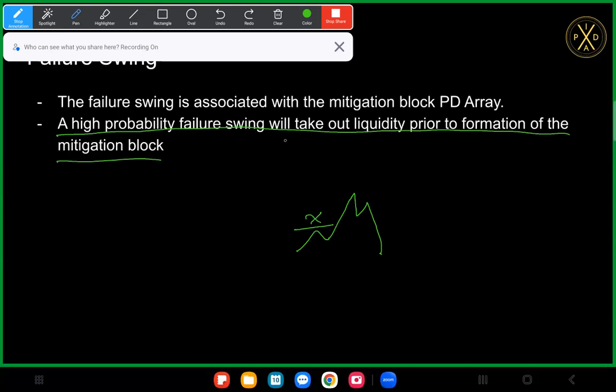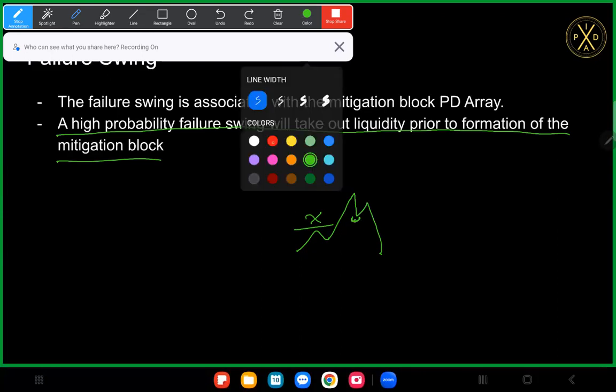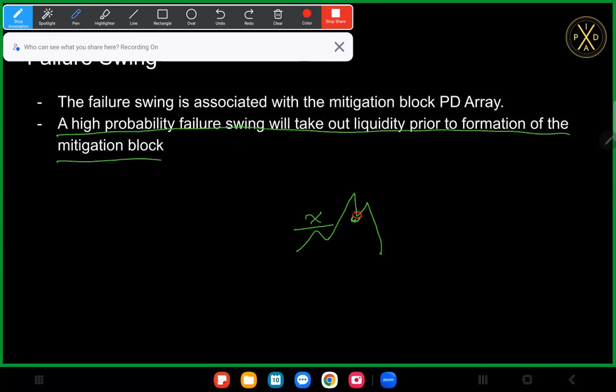And then a key point here is that we take out liquidity prior to the formation of the mitigation block. So when we form that mitigation block, that is when this failure swing is really cemented, right? So this is not a failure swing until we trade below this low. And at that low, we're going to have a down close candle, right? A last down close candle that is going to be our mitigation block.